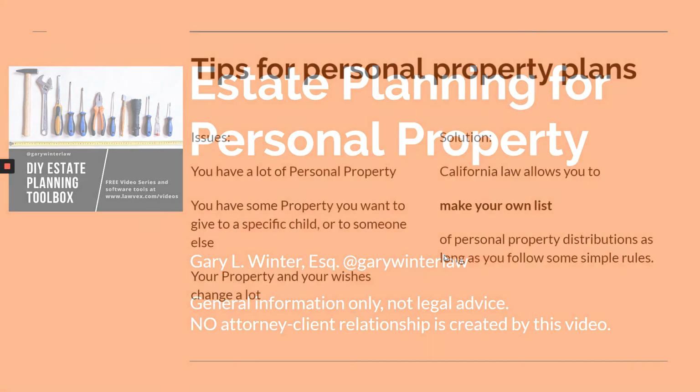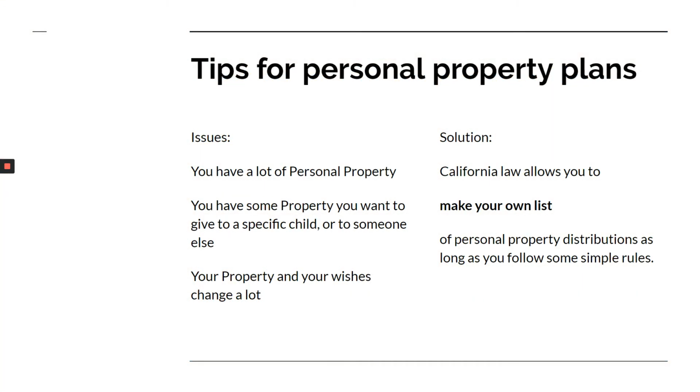So first of all, what is personal property? It's anything like a car, an item of furniture, your coffee maker, your couch, a piece of jewelry, art. Those are movable, tangible personal property items. Personal property is not cash, investments, real estate, intangible personal property, things like that.